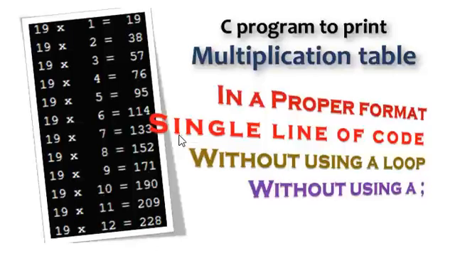Most important condition, single line of code. We are not going to write this program in multiple lines of code but in a single line of code, and we are not going to use any loop, for loop, while loop or do while loop, and we are also not going to use even a semicolon symbol in a C program. So how to satisfy all these four conditions?